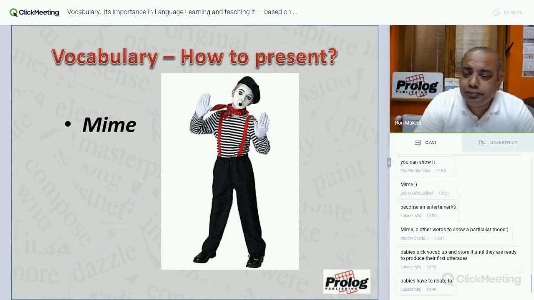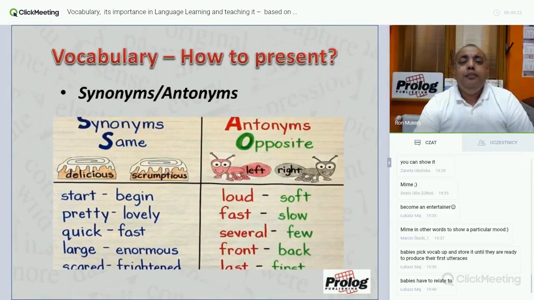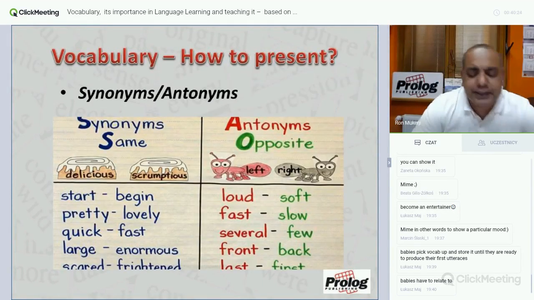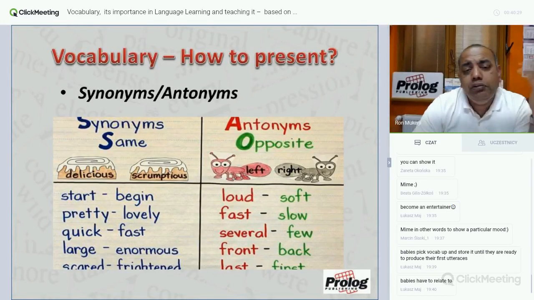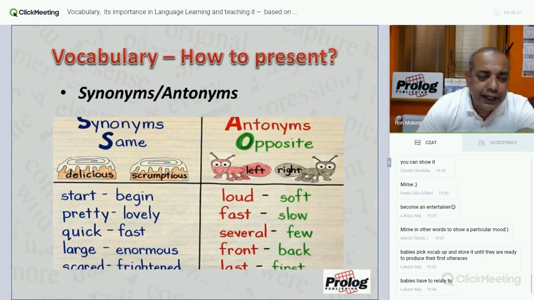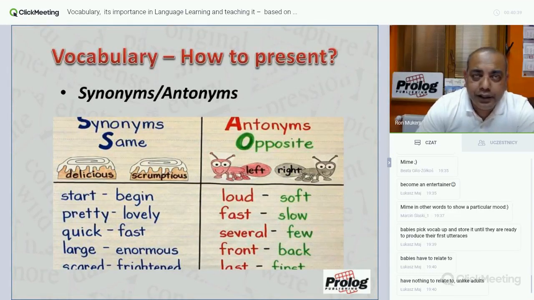So we come to lists. But I don't really mean lists as dictionary lists. That's boring. So typical, you have antonyms, synonyms, and you can put it in all kinds of ways. You can put up a boring list, which people will take home.